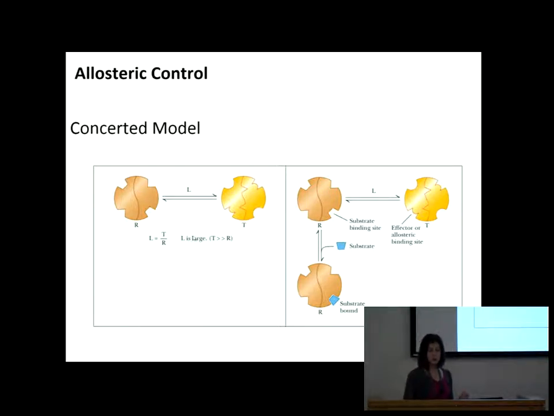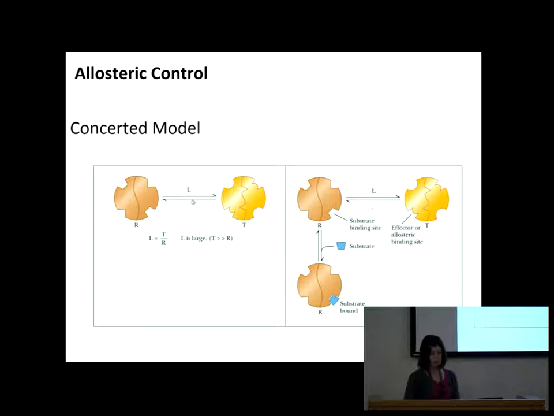So in the concerted model, this is pretty neat, we have an equilibrium between the easy binding, or the relaxed state, and the hard binding, or the taut state, or tight. And they're saying in this model that we have most of it in the taut state, the hard binding state, and just a very little bit in the relaxed state. So what happens is that the substrate will only bind to the relaxed state and take it out of the equilibrium, and therefore shift, due to Le Chatelier's principle, the equilibrium to make more relaxed.